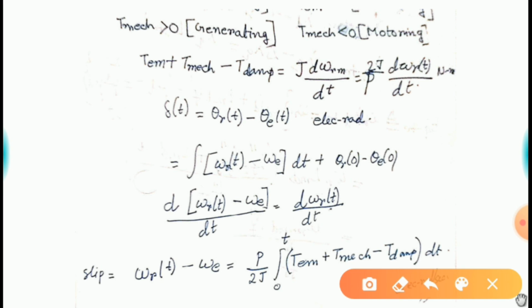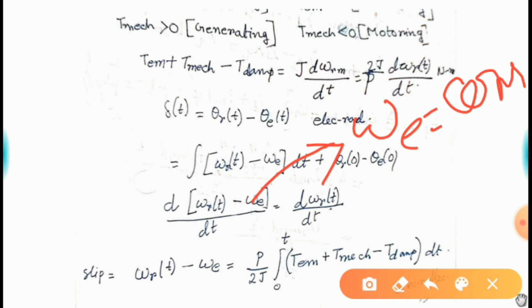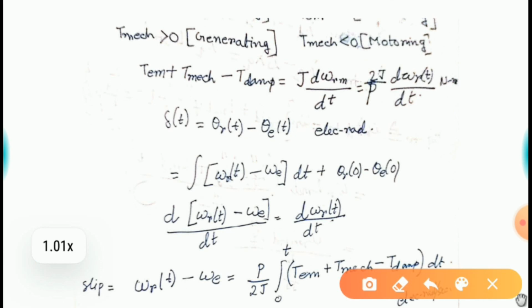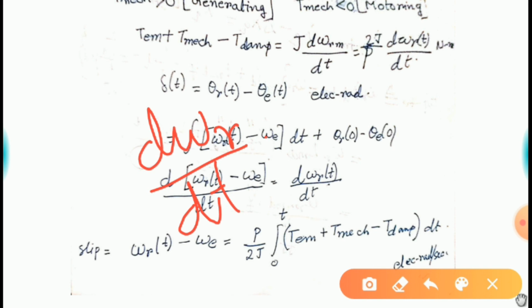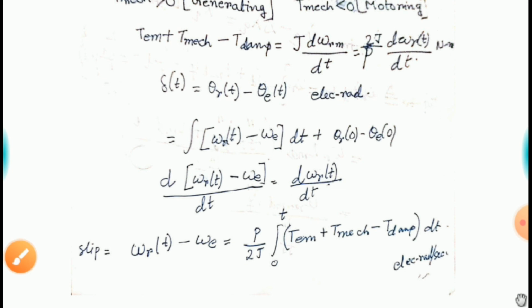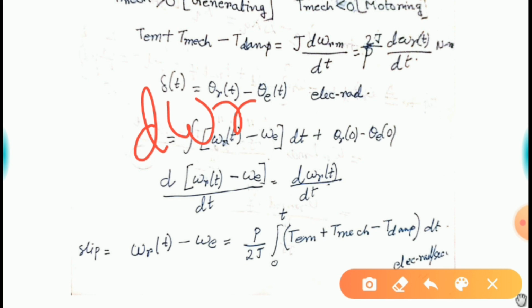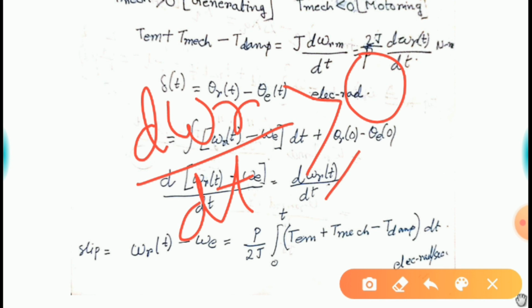this term omega e is constant, and in most cases your omega r is also constant, except, let me write it very clearly. This is during steady state, but during transient it is not equal to 0. In case of transient, you will have either greater than 0 or less than 0. Greater than 0 implies your machine is in the accelerating stage, and less than 0 means it is in the retarding stage.